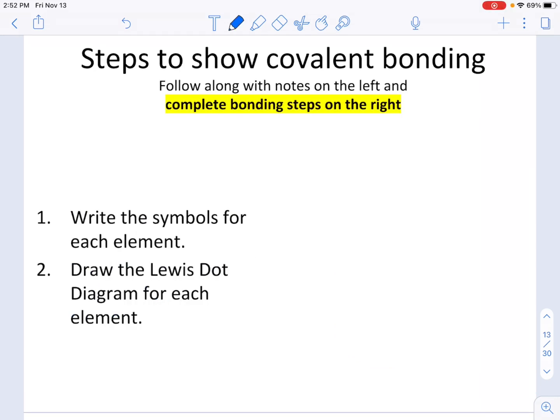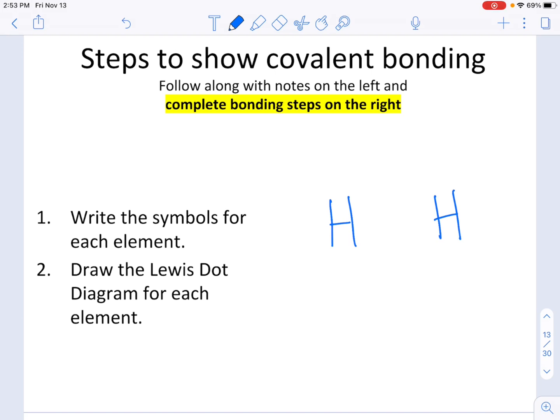Okay, so these are the steps to show covalent bonding. On the left side, you're going to take the directions down, and on the right side, we're going to actually do the model of the covalent bond. So step 1, write the symbols for each element. In this one, we're going to do hydrogen. Hydrogen is already on your sheet. So we're going to do the symbol, which is H.